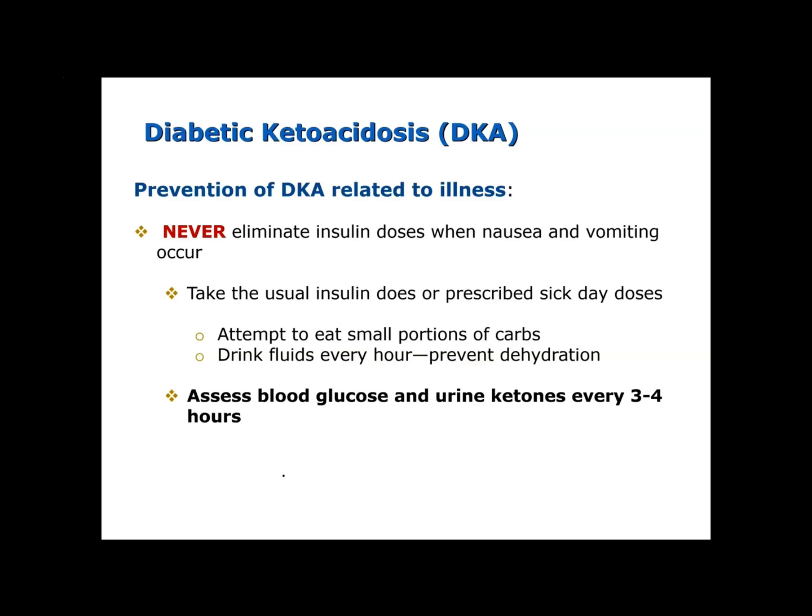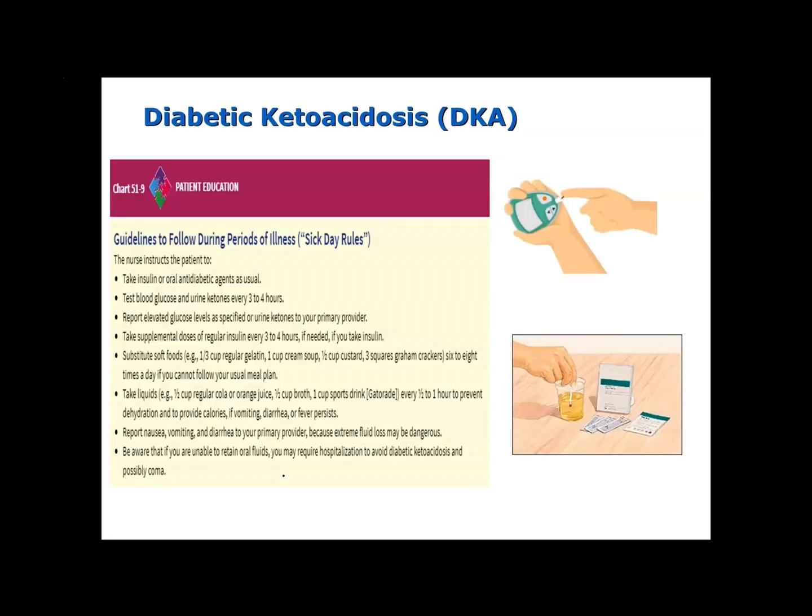You are going to want them to keep attempting to eat small portions of carbs and drink fluids every hour to prevent dehydration. If they're at home, assess every 3 to 4 hours. If they're going into DKA and spilling ketones in their urine, you're going to want to check every void for ketones, because that's how you're going to help them move through the disease process. Here's some patient education about sick day rules. It's interesting to read.